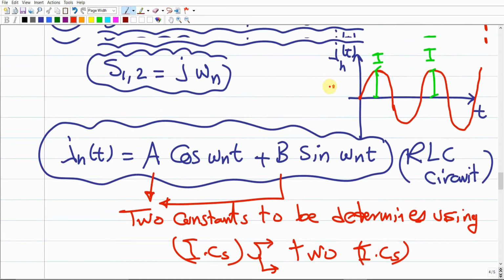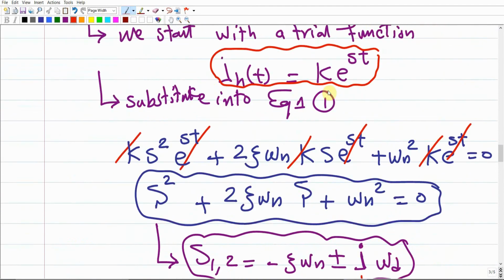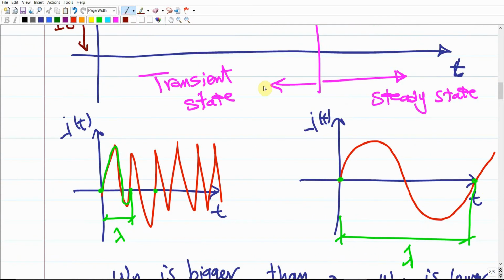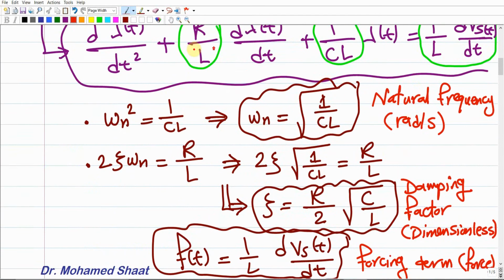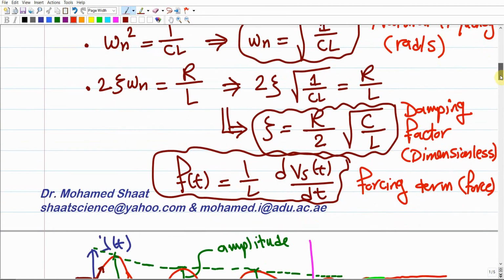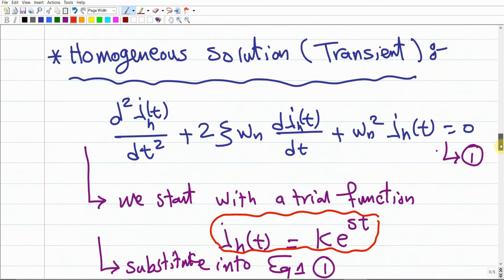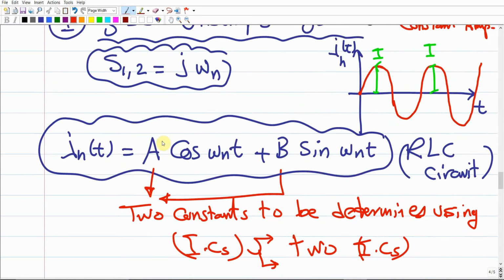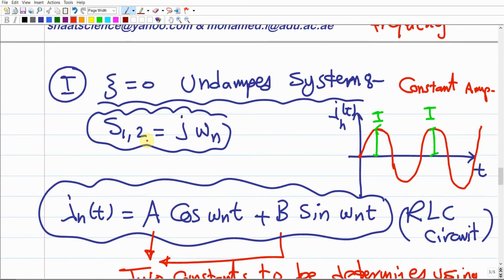What is omega n? This is the natural frequency that, as we defined it up there in terms of R, C, and L. Omega n equals the square root of 1 over CL. So in case you have the C value and the L value, you plug them here. Then in case you have Xi equals 0 for some reason, if R equals 0 or C equals 0, this term will be 0. So automatically, if you plug it here, we end up with this equation.